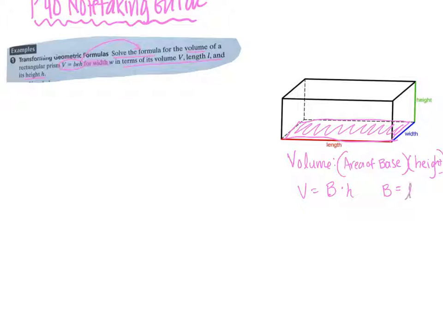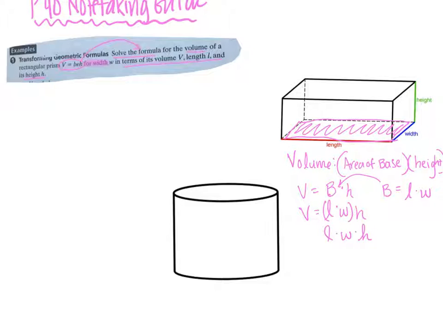Oh, it's just length times width. So my volume for a prism is going to be length times width. If that equals b, I'm going to plug that in, times height, or length times width times height. Now, if I have a cylinder, remember that volume equals the area of my base times my height. Well, the area of my base equals what?